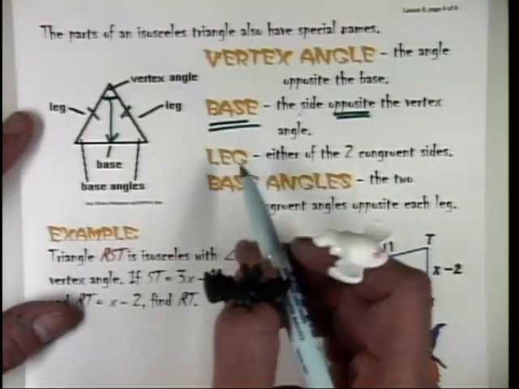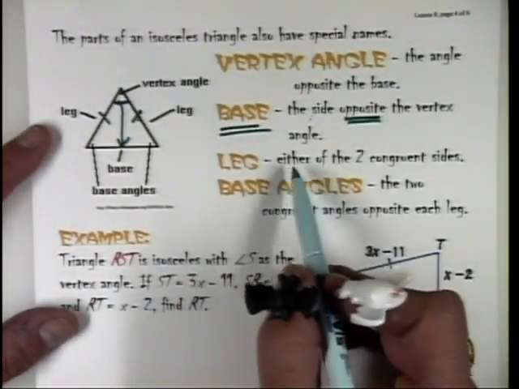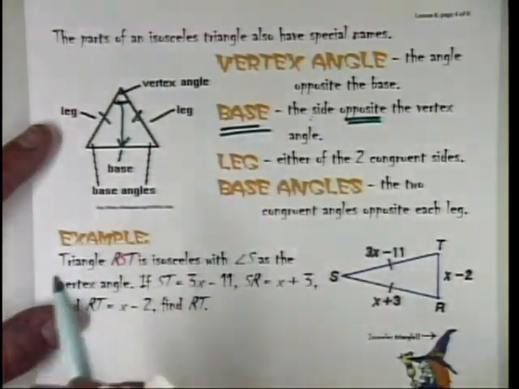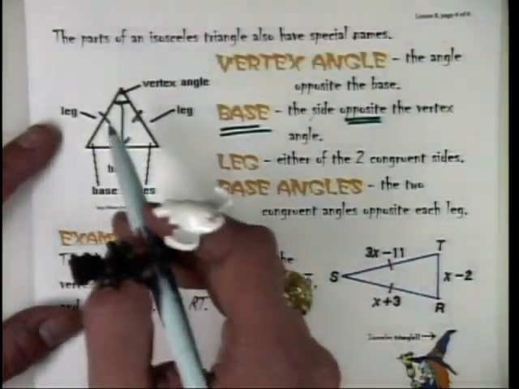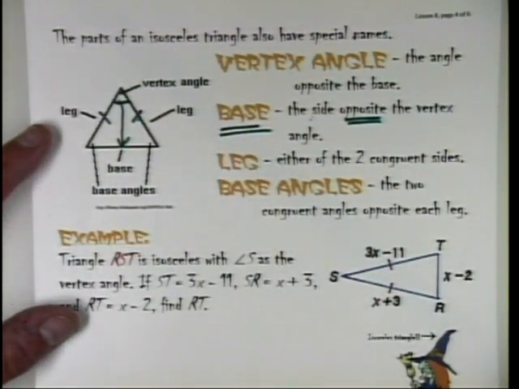Now, the legs. We actually have two legs in an isosceles triangle, and the legs are going to be either one of the two congruent sides, the two sides that are exactly the same length. We're going to call those the legs, and those are the ones that meet to form the vertex angle.